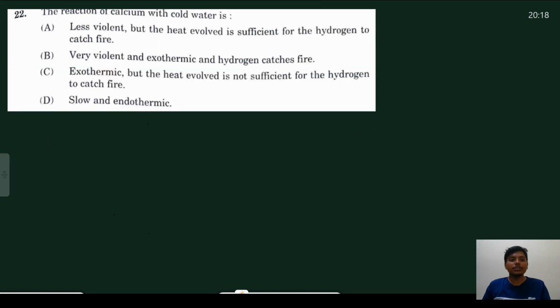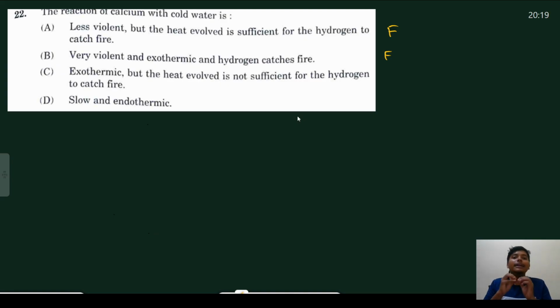Now go for the next question. The reaction of calcium with cold water is, first option given, less violent but heat evolved is sufficient for the hydrogen to catch fire. Wrong. This is false. If you do calcium, there will be no catching of fire. Now, very violent and exothermic, hydrogen catches fire. That is for sodium, not for calcium. This is also false.